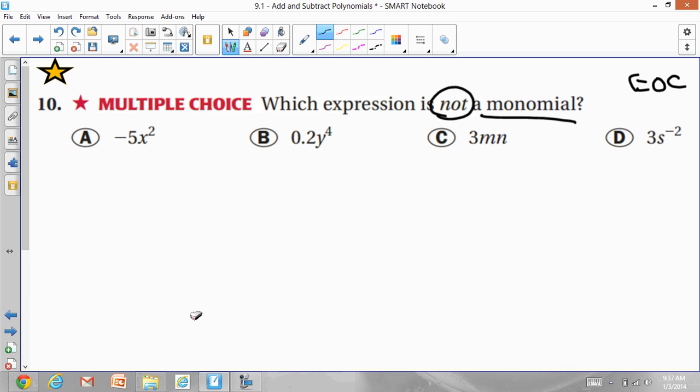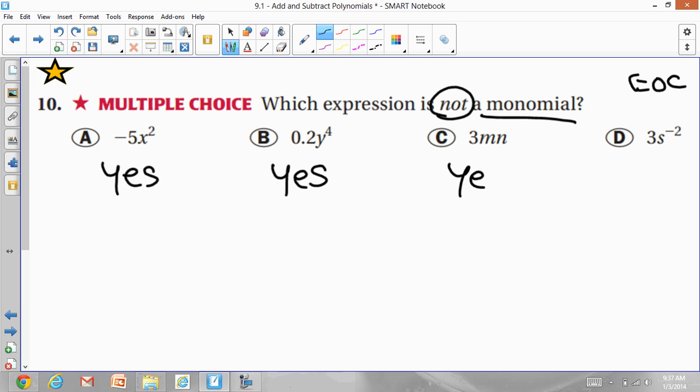A monomial can either be a single term or a product of terms. It can have positive exponents, but it cannot have negative exponents, and it cannot have a variable in the denominator. So go back and refer to the first graphic organizer which I gave you. A is a monomial because you have minus 5 multiplying x to the power of 2. The exponent is positive.